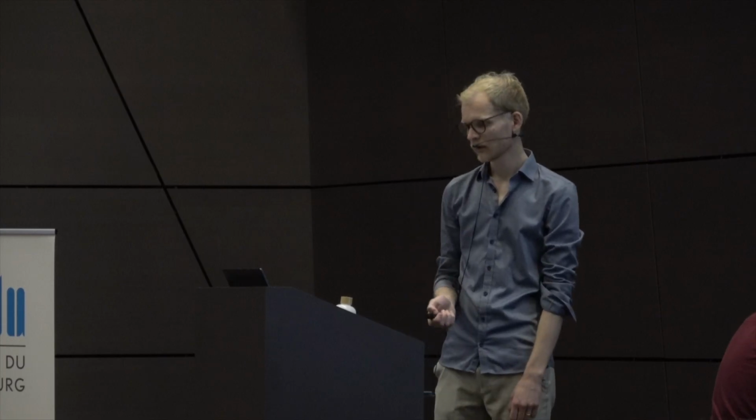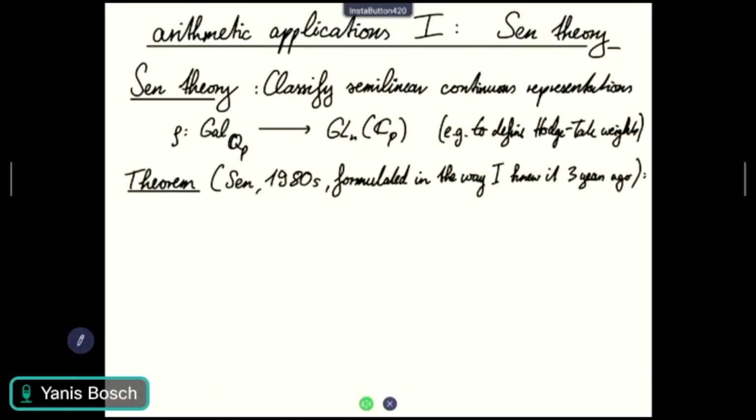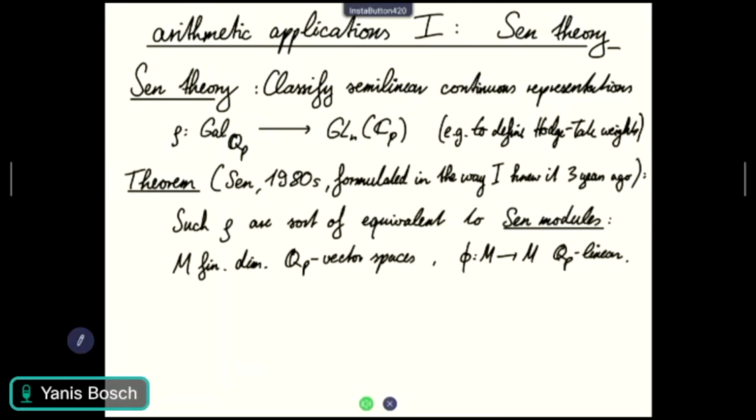There's a theorem of Zen in a very nice series of papers from the 1980s. He has a very precise theorem, but it's not usually what people remember about this thing. So instead I want to state it in the way that I would have remembered it until 3 years ago, and I think many people do the same, which is that these things are sort of equivalent to Zen modules. So these semilinear continuous representations are some of the difficult things. They come maybe from something like p-adic representations on QP vector spaces that we want to understand.